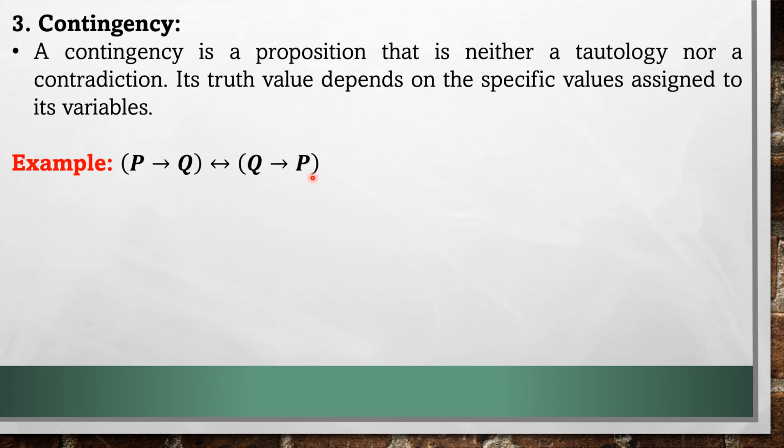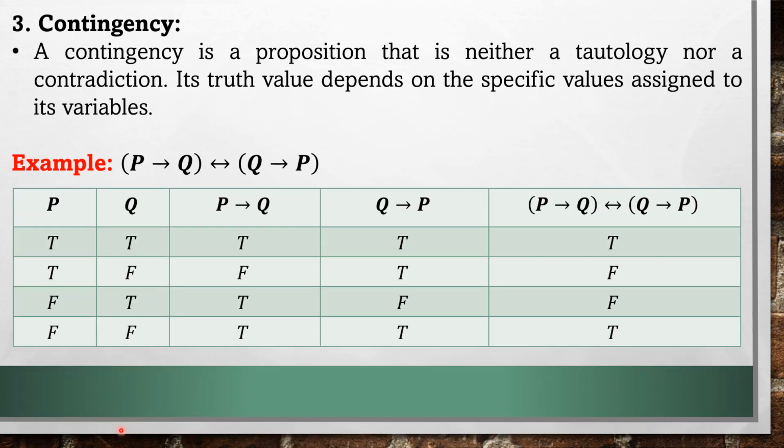Symbolically, a contradiction is represented by a statement that evaluates to false for every possible combination of our truth values. Okay? But its truth value, nakadepende siya sa specific truth values na naka-assign sa ating P and Q. Okay? So, if either P or Q or both is true, then the entire proposition is true. Alright? Tingnan na po natin ang ating truth table.